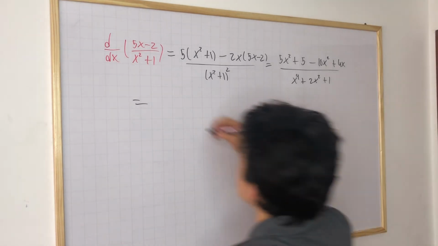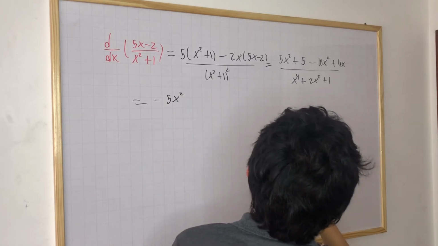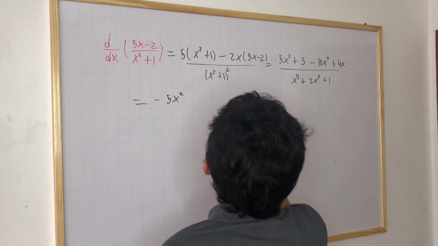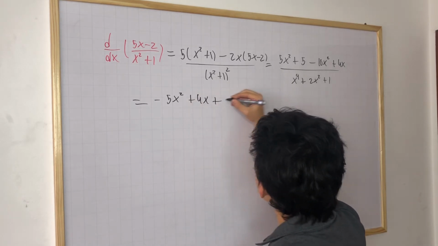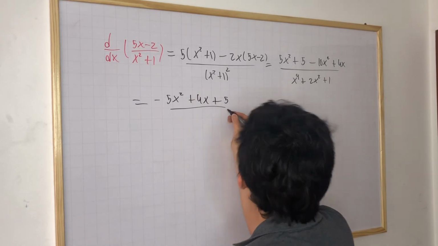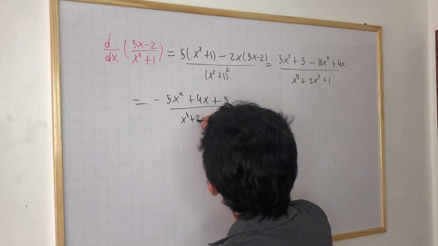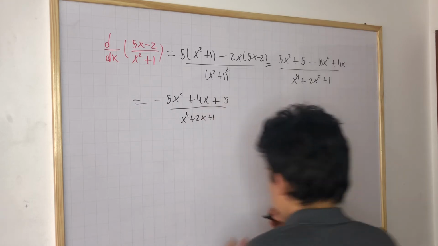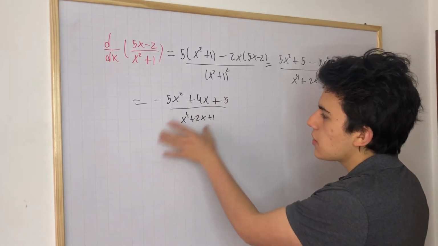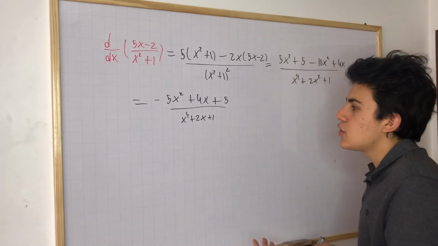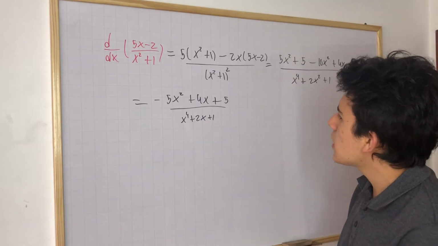We're just going to have, nope, minus 5x squared plus 4x plus 5, plus 5 divided by x to the 4th power plus 2x plus 1. Okay? Now you could leave it in this form, or you could try to simplify this using long division, or maybe you could factor that one actually.